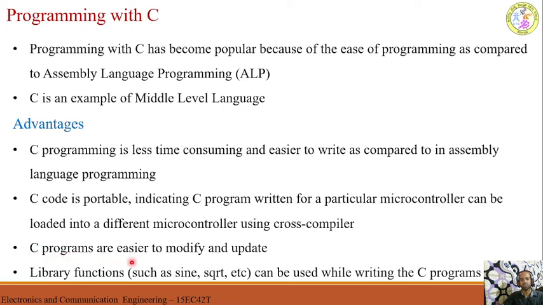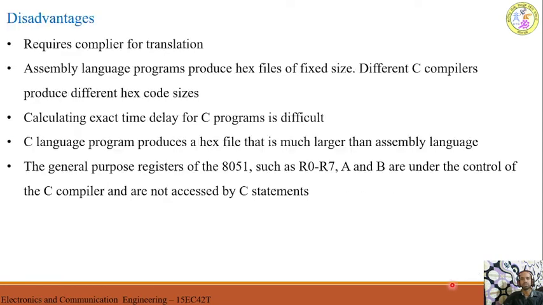And C programs are easier to modify as well as to update. We can easily modify and update the C programs. Also, C programming supports library functions like finding the sine, square root, cos, and other exponential functions. To calculate these functions, we have inbuilt functions, and these can be directly used whenever we write the code. So this makes the development of the code easy. Library functions can be used while writing C programs.